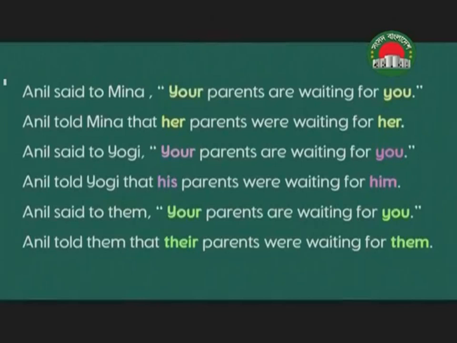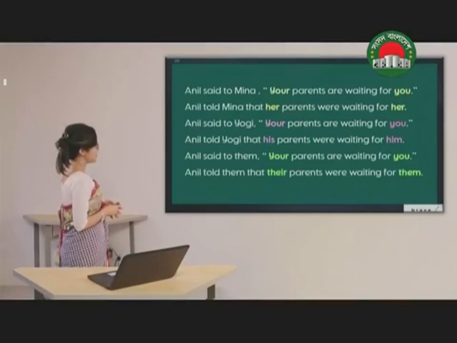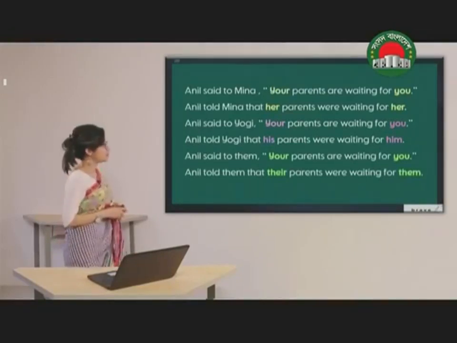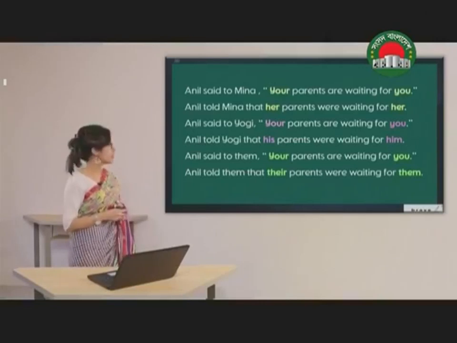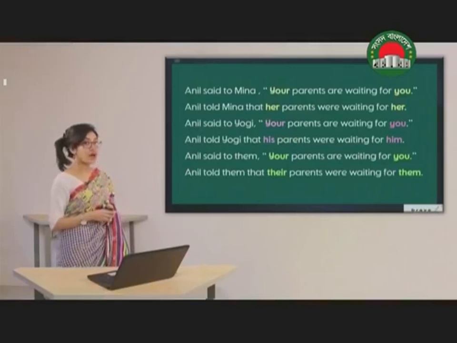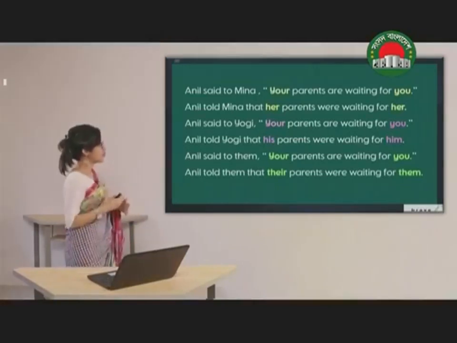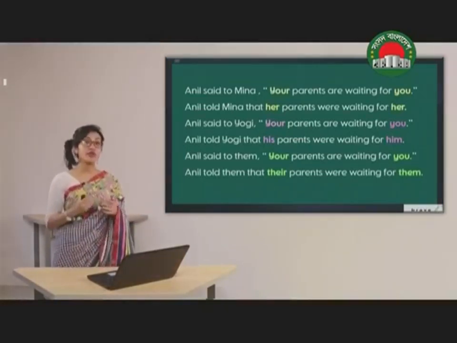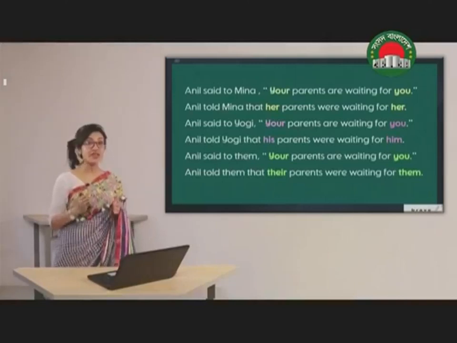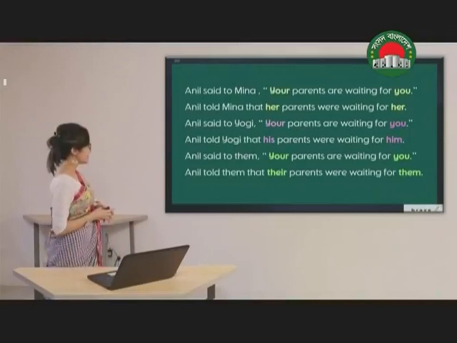Now let's see some direct examples of changing speech from direct to indirect. In the first one we have, Anil said to Meena, your parents are waiting for you. As you can see in here, we have are waiting, that means present continuous tense. How are we going to change it? We have written, Anil told Meena that her parents were waiting for her. So we were talking about Meena's parents. Meena is a girl. For that reason we have written her here. Now the second one.